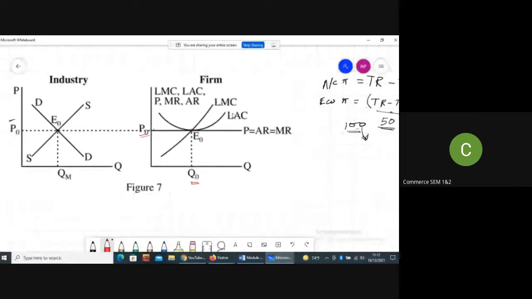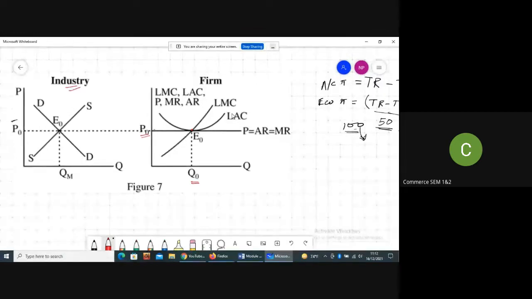The farm is not determining this price P0. It is determined by the industry. So the farm takes this P0 price as constant. Now, in the case of long run equilibrium, the LAC curve will be like this, where the marginal revenue curve will be tangent to the LAC curve at the equilibrium.